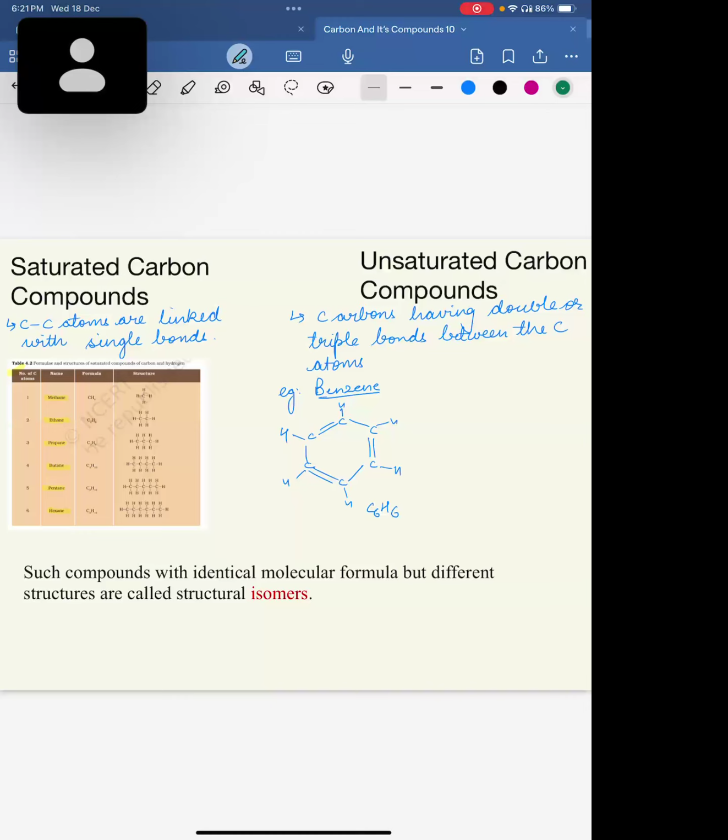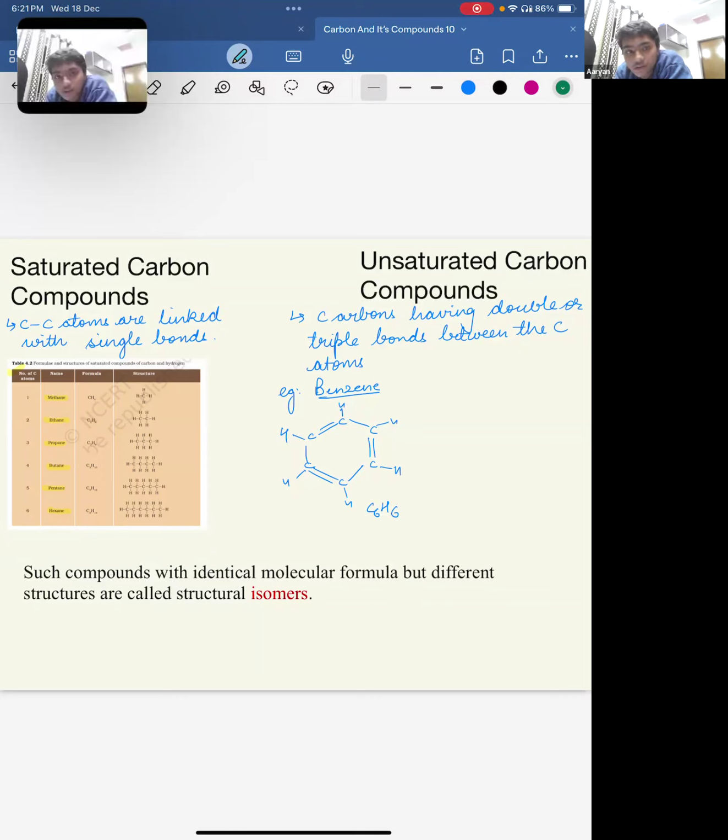Now, carbon compounds can be of two types: saturated carbon compounds and unsaturated carbon compounds. What do you mean by the general term saturation? I have studied a lot today. This is my saturation point. I can't study anymore. Limitation. Further, we can't do anything.